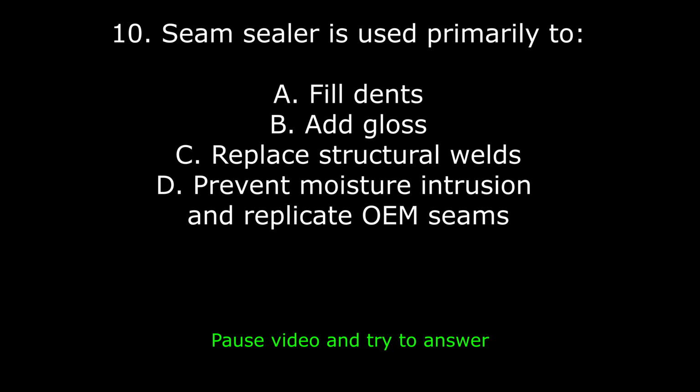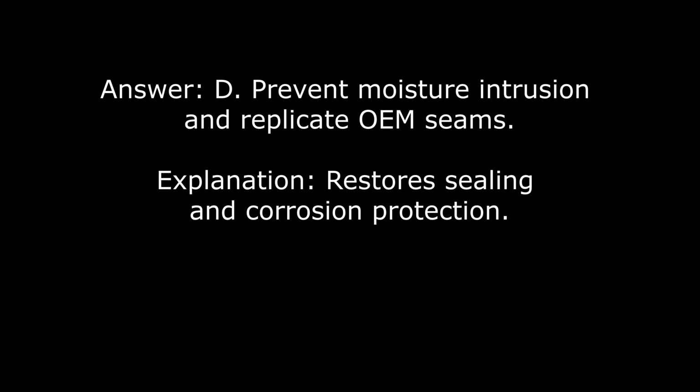10. Seam sealer is used primarily to A. Fill dents. B. Add gloss. C. Replace structural welds. D. Prevent moisture intrusion and replicate OEM seams. Answer: D. Prevent moisture intrusion and replicate OEM seams. Explanation: restores sealing and corrosion protection.